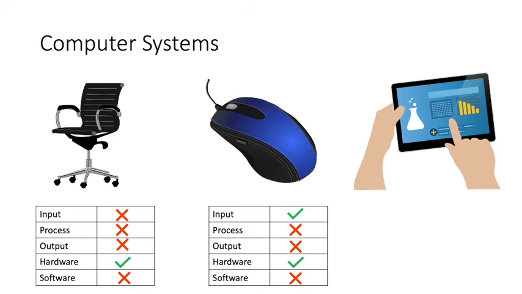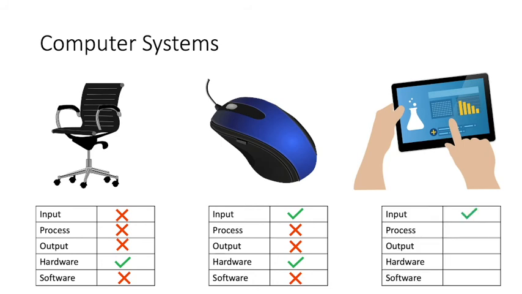Finally, what about a tablet? Well, it does take inputs in the form of a touchscreen. It can process those inputs as well. It produces outputs through the screen. We can visually see videos. There are physical components and parts of it. And there is software as well. So that's how we can identify what is a computer system in real life.